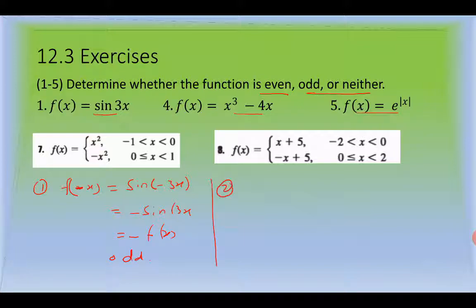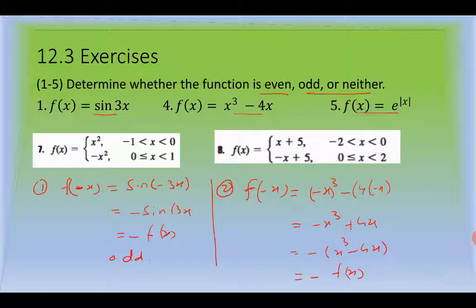Second, take f of negative x. Negative x cube minus 4 times negative x. It will be negative x cube plus 4x. Take the negative outside: x cube minus 4x. So this is negative f of x. Odd, because it is the difference between two odd functions. So again odd.